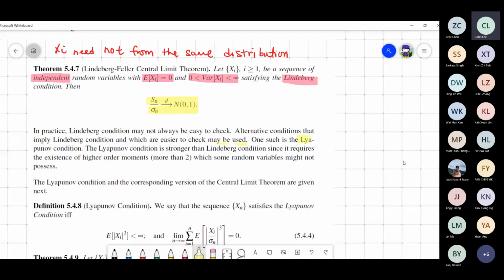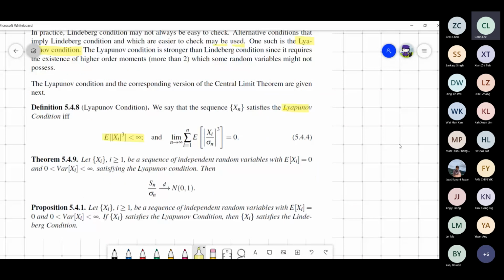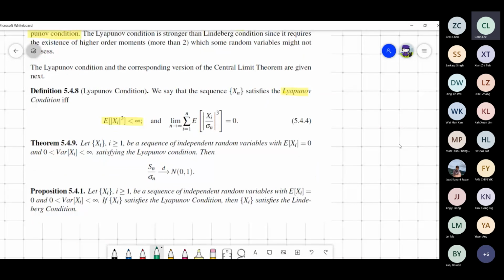One of the conditions that we can use is the Lyapunov condition. What is this Lyapunov condition? Comparatively, this is much easier to use. First of all, the third moment is not infinity, and the limit for this is equal to 0. So this is the so-called Lyapunov condition. Then we have this result: if you have independent random variables with zero means and finite variance, and if they satisfy the Lyapunov condition, then we have this.